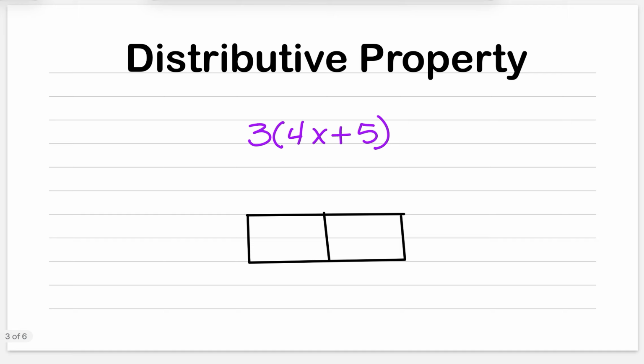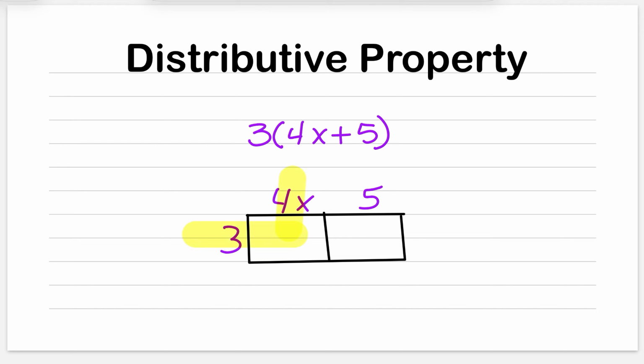The next method is the array method. In the array method, the factor in front of the parentheses goes in front of the array. The terms inside the parentheses go above the array, one above each box. The next part is to multiply them like you would a multiplication chart.